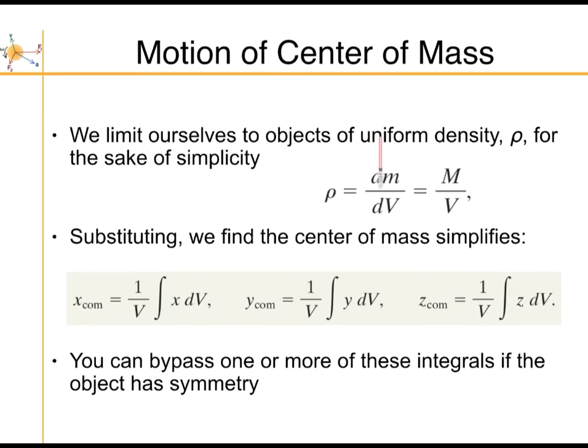So we limit ourselves to objects of uniform density. If it's uniform density, remember density is mass per volume, or if I want to do it infinitesimally, dm over dV. So I can substitute for the dm in terms of dV, and I end up with x center of mass is 1 over the volume times the integral of x over the entire volume.